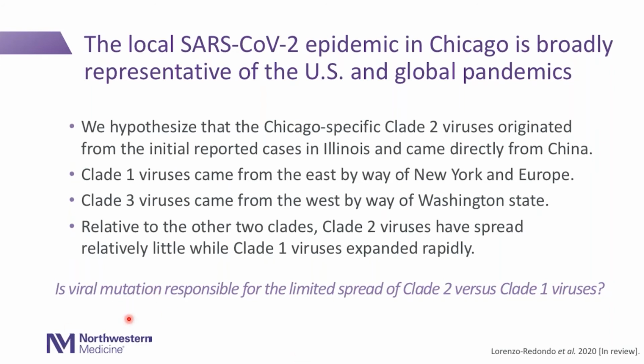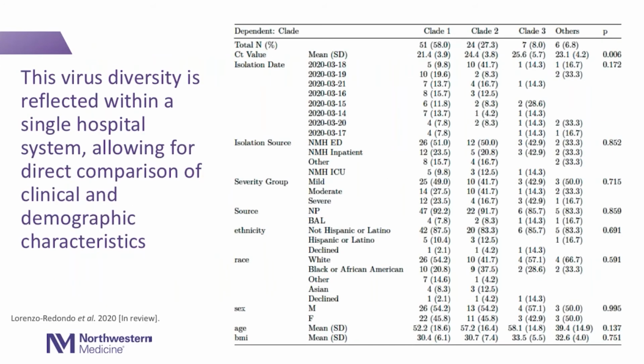So our major question at this point in time then was, is there a viral mutation responsible for the limited spread of clade 2 viruses relative to clade 1? And we were actually fortunate that Chicago was this kind of melting pot of viral diversity, as we could compare more directly the clinical and demographic characteristics associated with each viral strain within a single hospital system. And this actually is really important because it controls for a lot of possible confounders regarding diagnostics, standards of care, and missing values that can plague very large clinical data sets that are compiled across several different hospital systems.